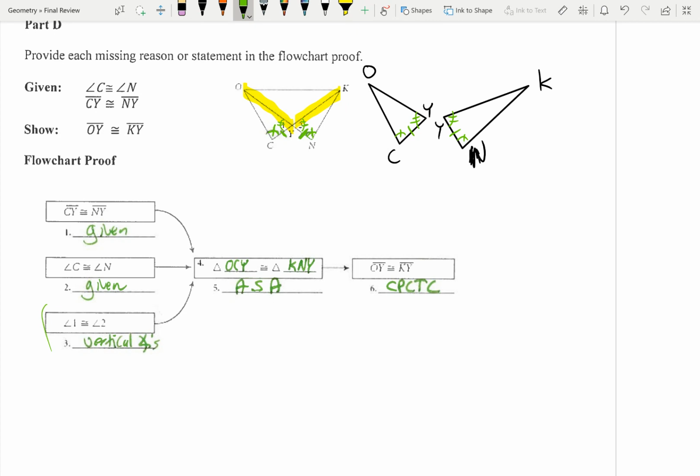And then OCY is congruent to KNY, and that's because of angle side angle, which means that OY, this side, is congruent to that side because the triangles are congruent, which we say is the corresponding parts of congruent triangles are congruent, or CPCTC. And that's the flowchart proof.